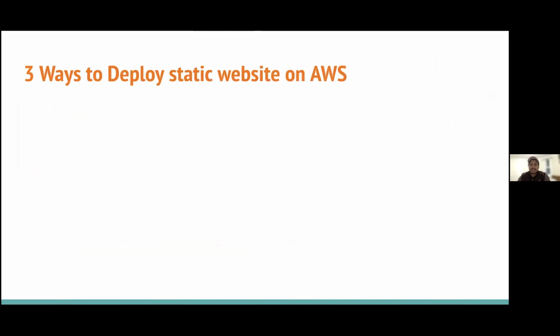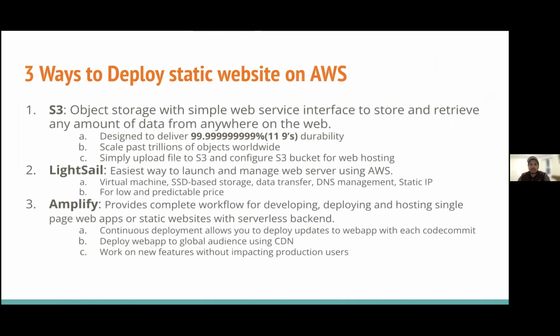But basically, we're going to talk about 3 different ways to deploy static websites on AWS. One is S3. We're just going to quickly cover those 3 services that we talked about. Up till now, we were looking at what you can deploy on these services, but now what is in these services? So S3, number one, is an object storage which has a very simple web service interface, which you can use to store or retrieve any amount of data from anywhere on the web.